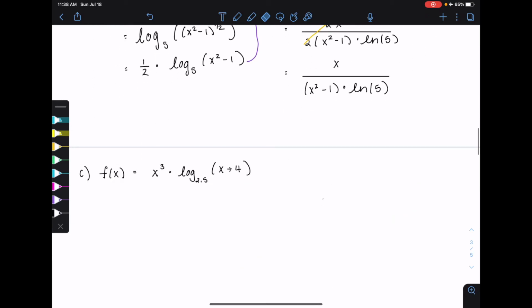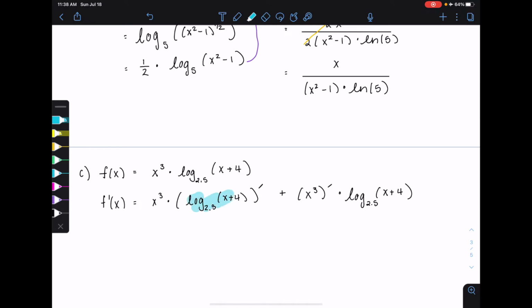So let's try one more example. We're going to do x cubed times this logarithmic function. And because I've got the product of 2, I've got to use product rule. So my derivative will be the first function times the derivative of the second. Then I want to differentiate x cubed, leave the logarithm alone.